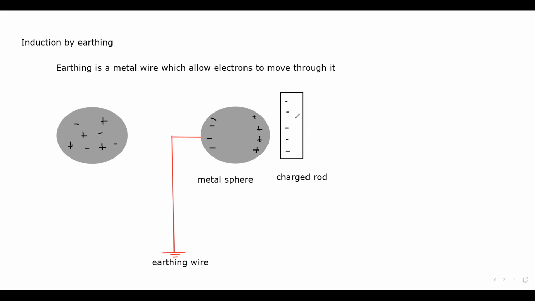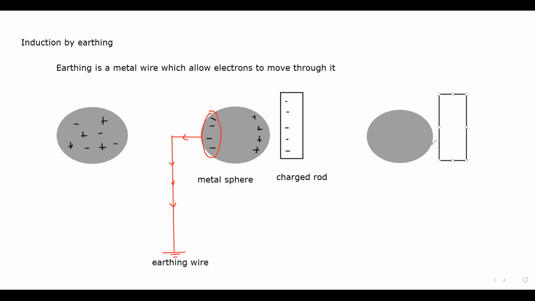So what happened, these electrons are experiencing repulsion. As these electrons are experiencing repulsion, most of the electrons will go out from the metal wire to the earthing wire, or from the metal sphere to the earthing wire. So if most of the electrons go out, what is the net charge left on this sphere?